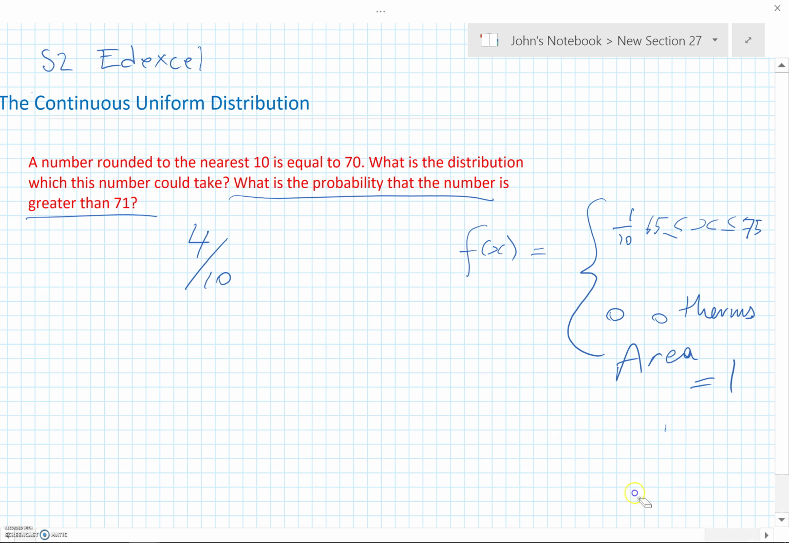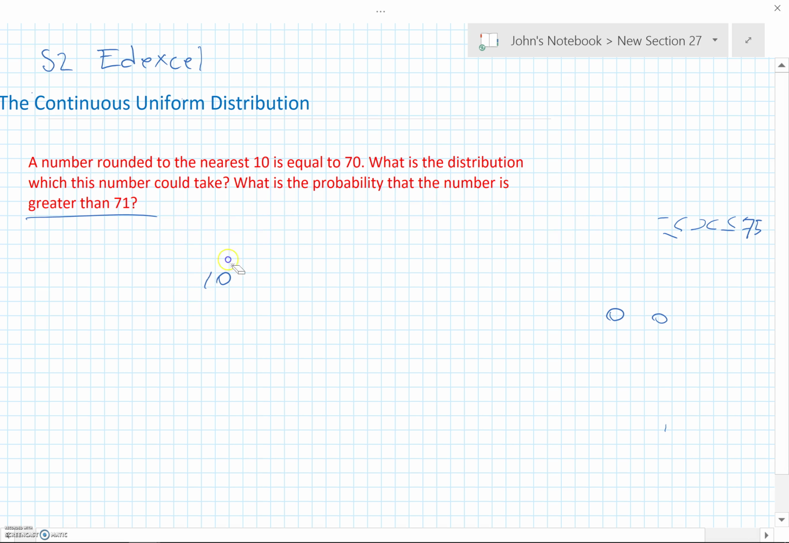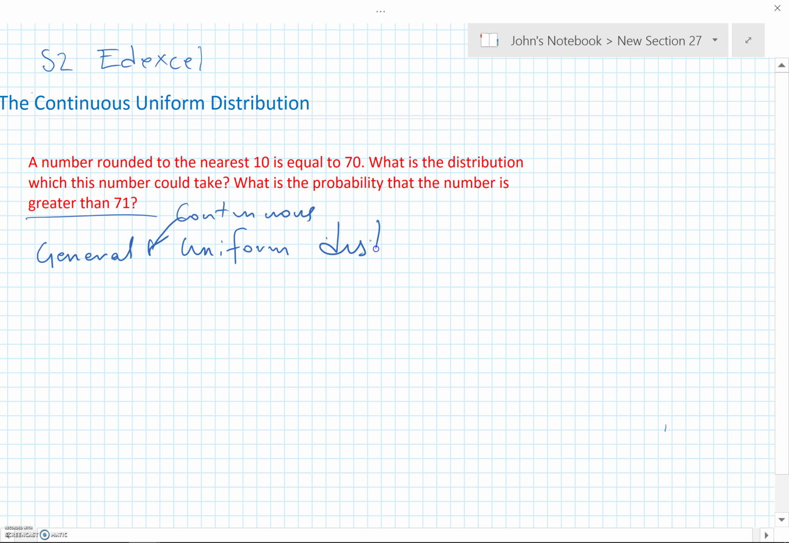Right, so let's look more generally at this. The general continuous uniform distribution. It's very important, the word continuous. There is a uniform discrete one, which again involves equal probabilities, which we've seen in S1.